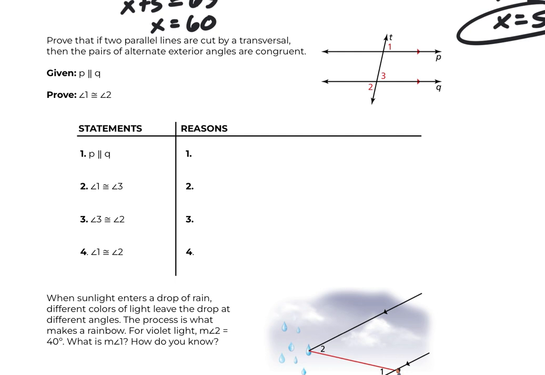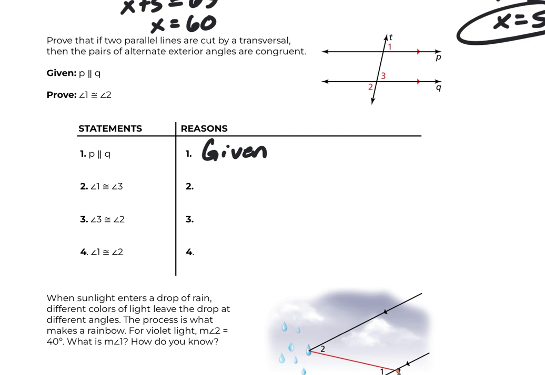So first up, P is parallel to Q. Okay, our first step's always our given step. Notice what it says here. Given P is parallel to Q. Okay? And my first step says P is parallel to Q, so what's my reasoning going to be? Given, right? That part hasn't changed. Almost always our first step's going to be given. We haven't seen anything different yet.